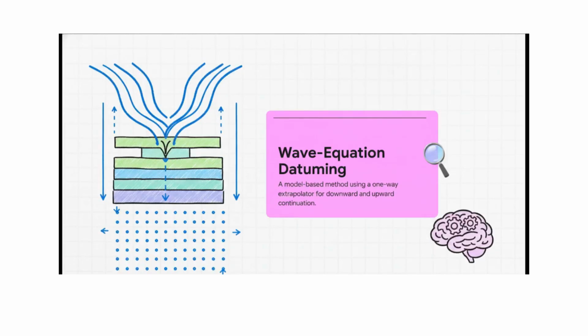Next is wave equation datuming. This is our dynamic, model-based method. It uses a one-way extrapolator to downward continue data through a known velocity model, and then upward continue it using a replacement velocity. And remember the golden rule here. It strictly requires even, regular geometry spacing for both your shots and receivers.